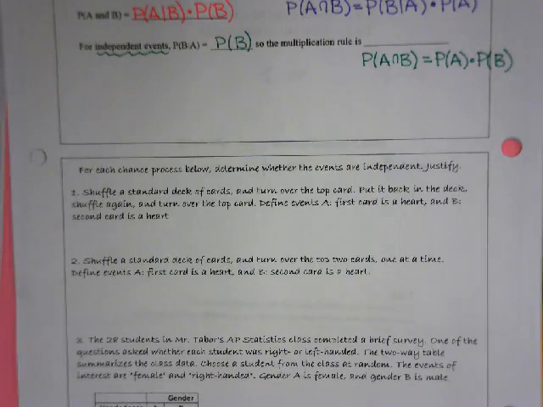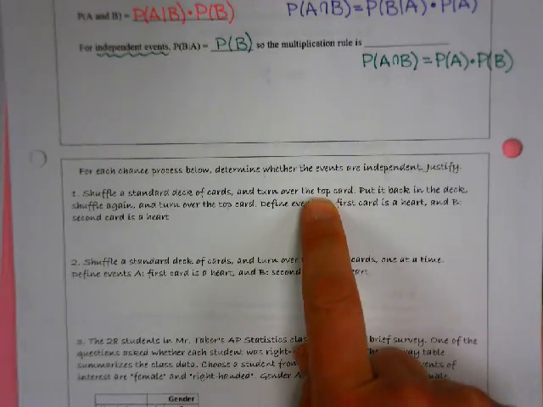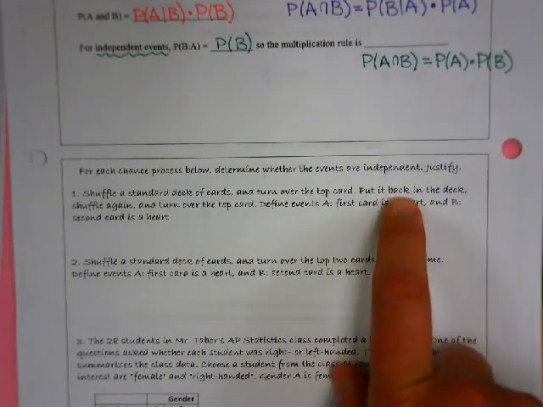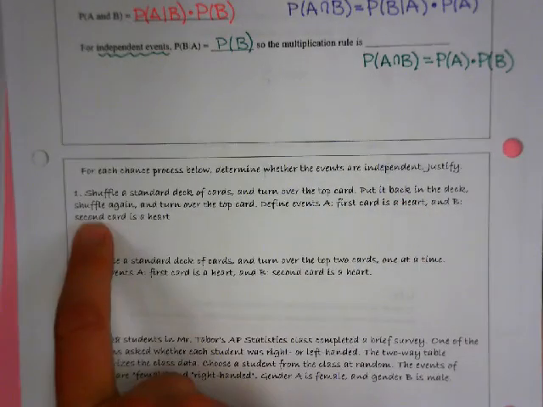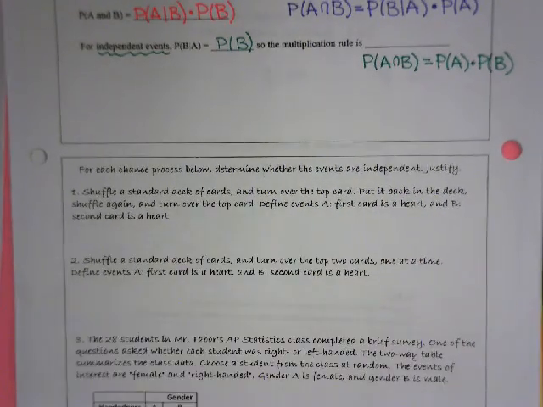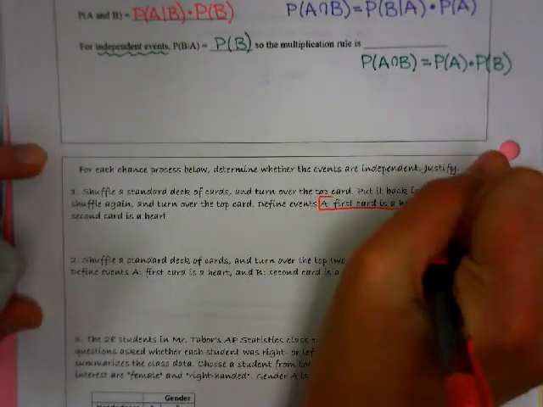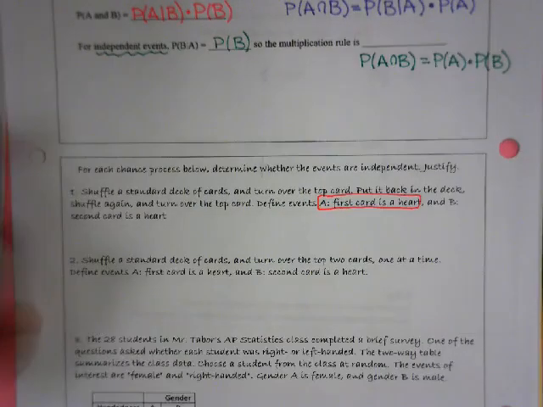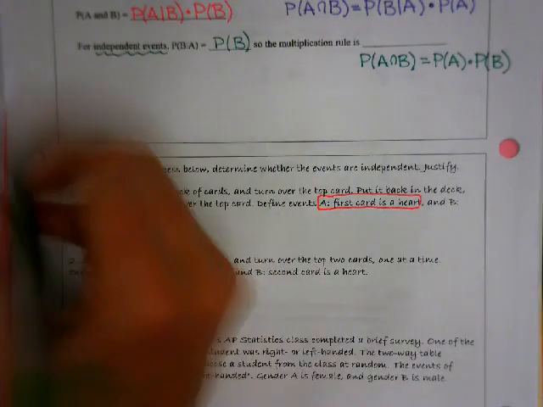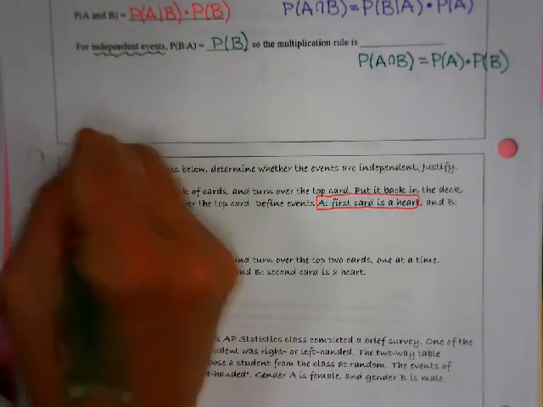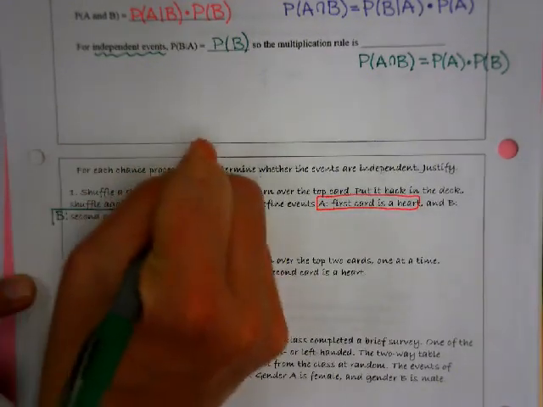So, first example, shuffle a standard deck of cards. Remember, standard tells you we take the jokers out. We're going to turn over the top card. Then we're going to put it back in the deck, shuffle again, and turn over the top card. Our 2 events are A, the first card is a heart, and B, the second card is a heart. And we want to see if the 2 events are independent.